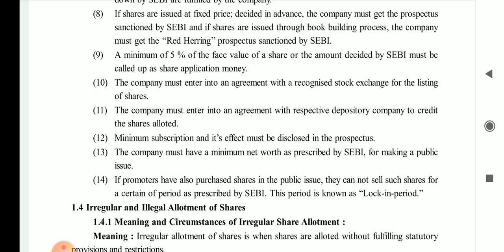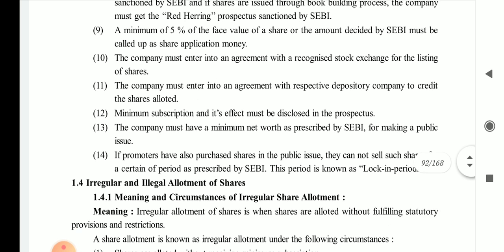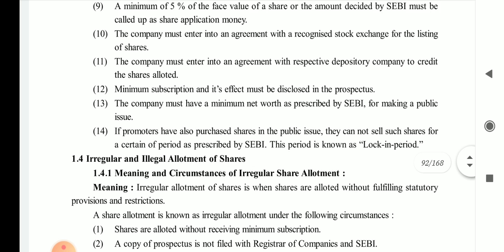The company must enter into an agreement with a recognized stock exchange for the listing of the share. If you want to list your share on a stock exchange, at that time they have to compulsorily make an agreement with the recognized stock exchange. The company must enter into an agreement with the respective depository company to credit the shares allotted. Again, they have to compulsorily go through an agreement with the depository participant as well as the depository for the share allotment.